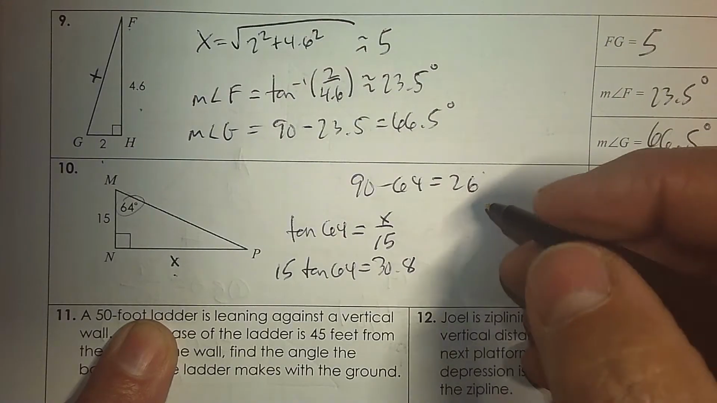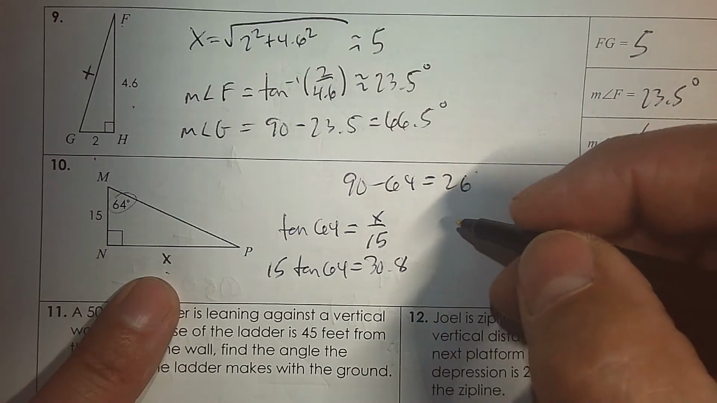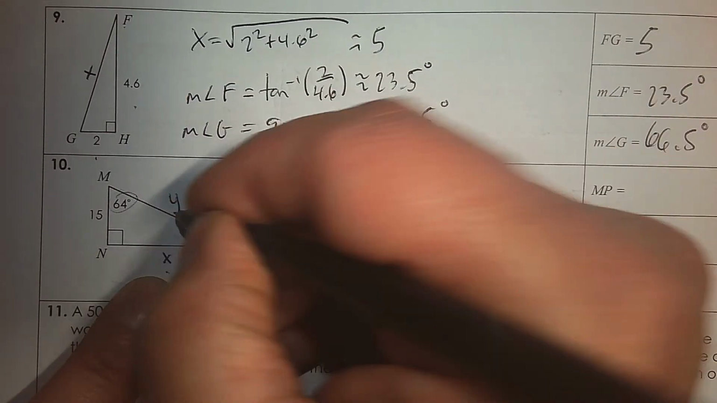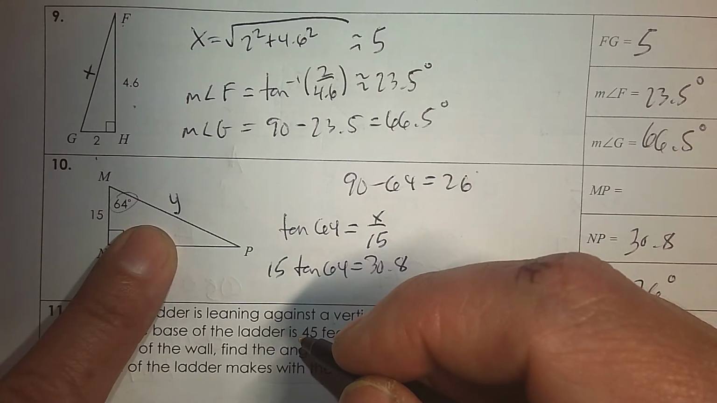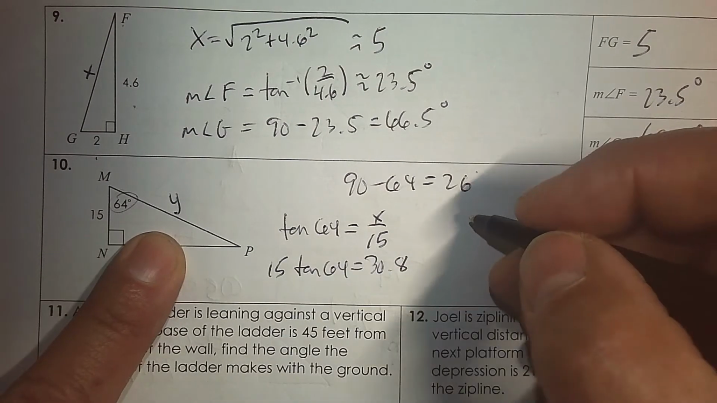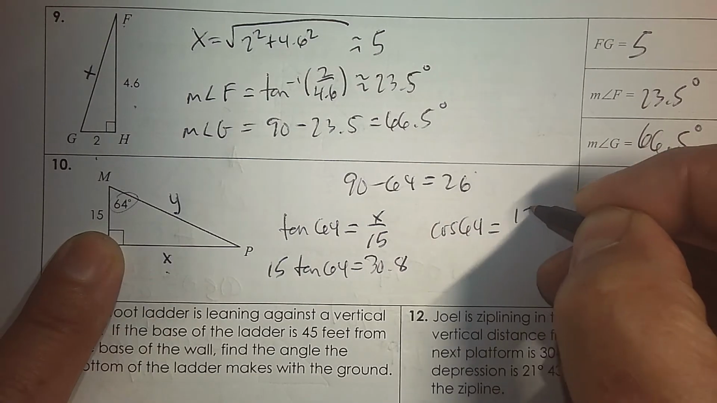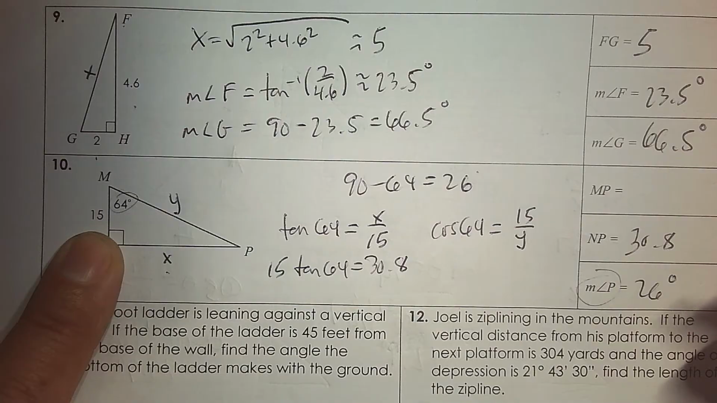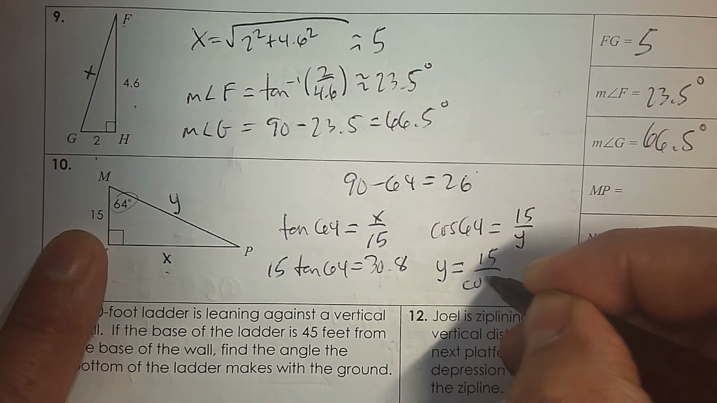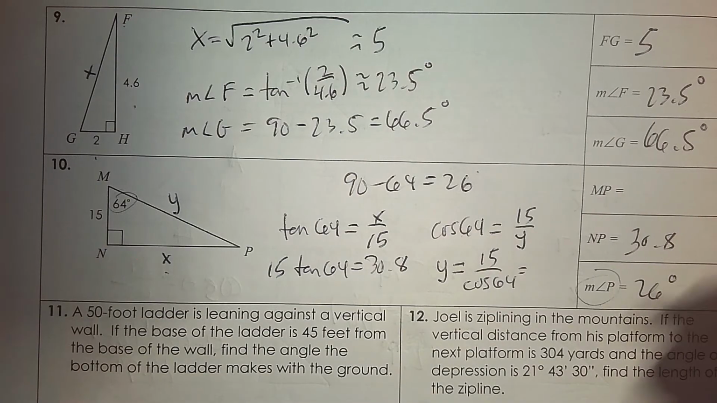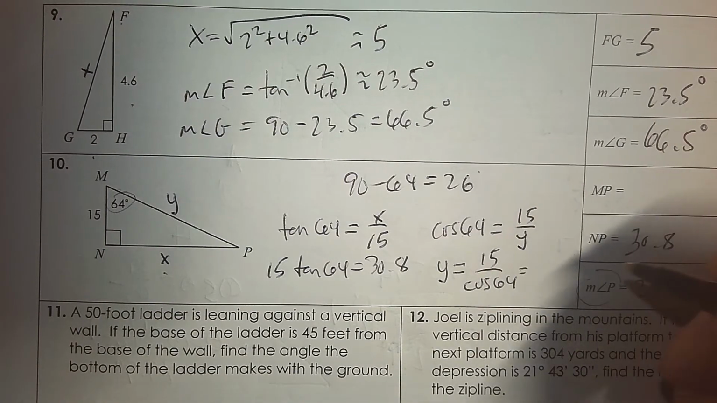Now for this one, you could actually use the Pythagorean theorem because you know two sides, but I'll use trigonometry again. To find the hypotenuse using this, that is adjacent and hypotenuse from 64. So that's cosine. So cosine 64, adjacent over hypotenuse. To get y by itself, you multiply and then divide. So this is what it would look like. 15 divided by cosine 64, and that's 34.2.